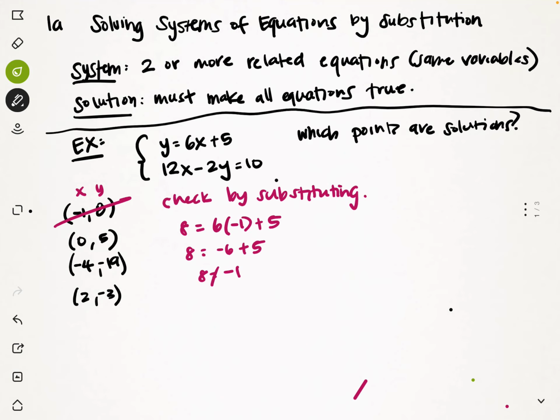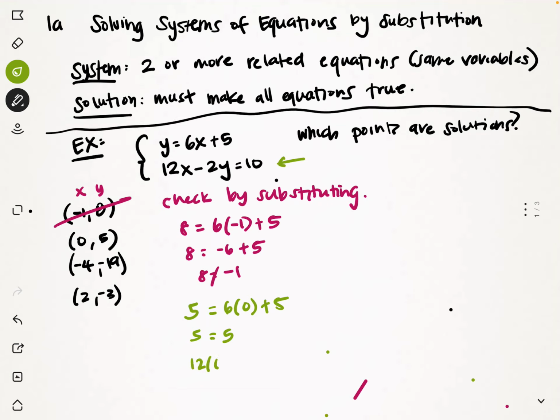This time we have 0, 5. So we'll plug it back into the first equation again. So y, our 5, equals 6 times 0 plus 5. Well, we can see that this is going to come out to be true. 5 equals 6 times 0 is 0, plus 5 is 5. So this one checks out, but we have to make sure that it also checks out in the second equation. So we're going to substitute again.